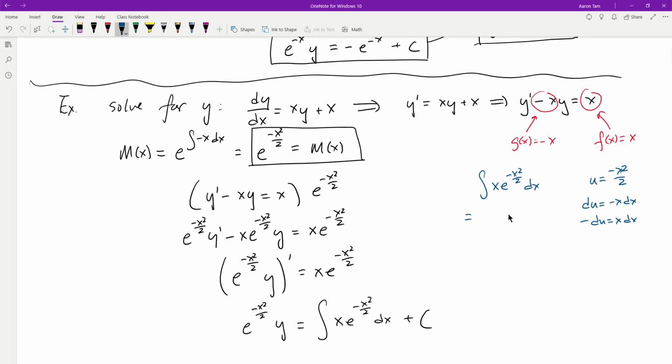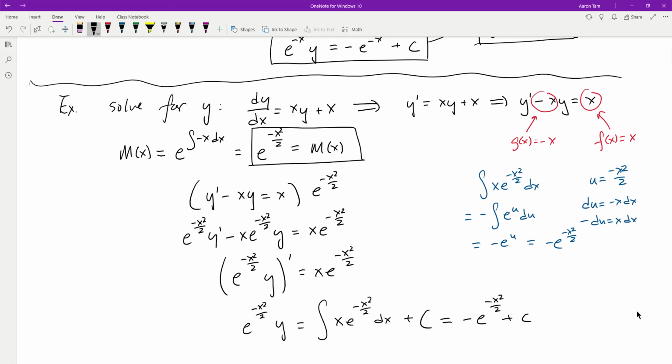So this becomes negative integral of e to the u du. And so that becomes negative e to the u. Well, plus c, but I already have the plus c here, so I'm not going to worry about it. So that just becomes negative e to the negative x squared over 2. All right, so now I'm ready to finish. So that just equals negative e to the negative x squared over 2 plus some constant c.